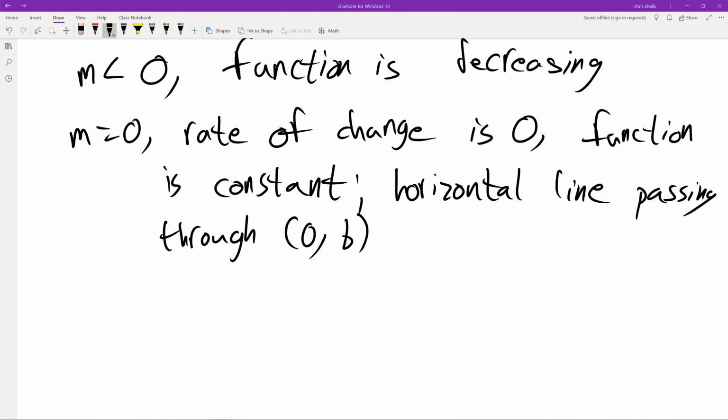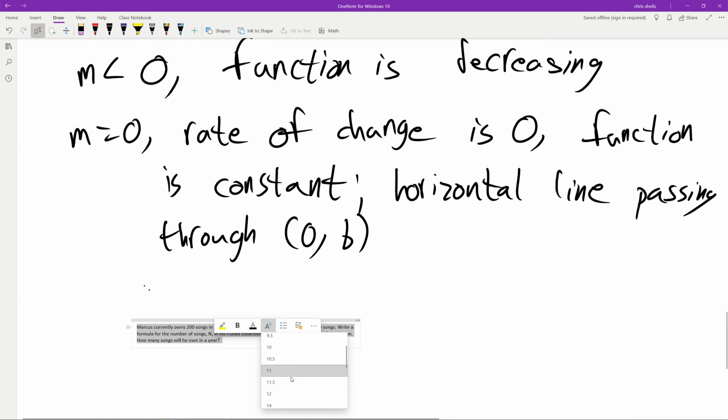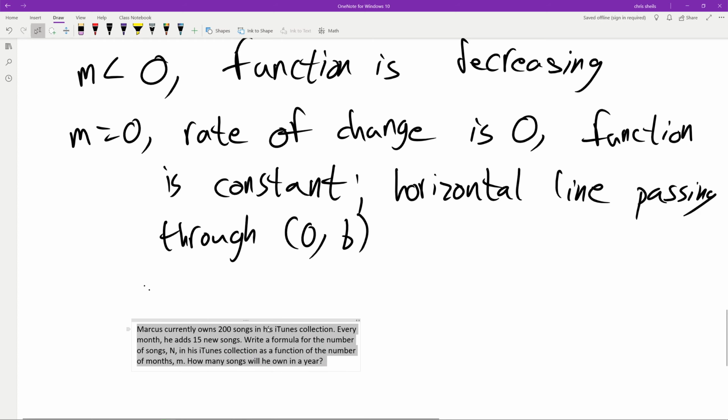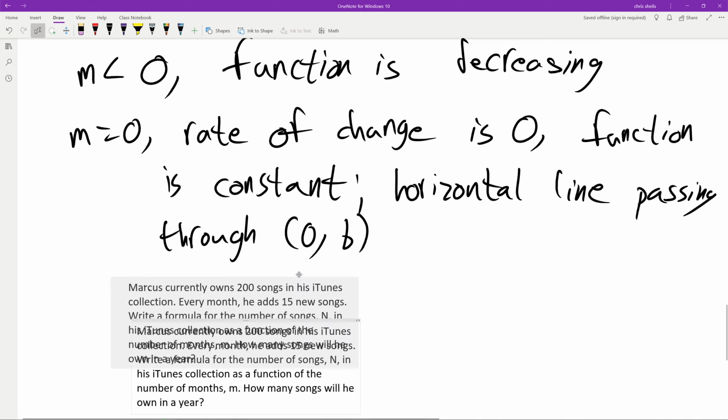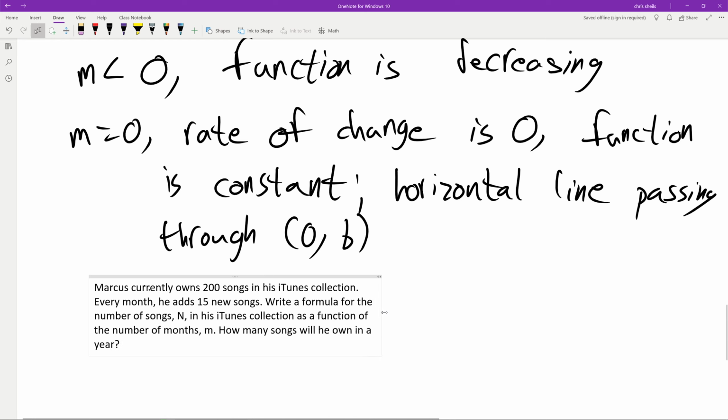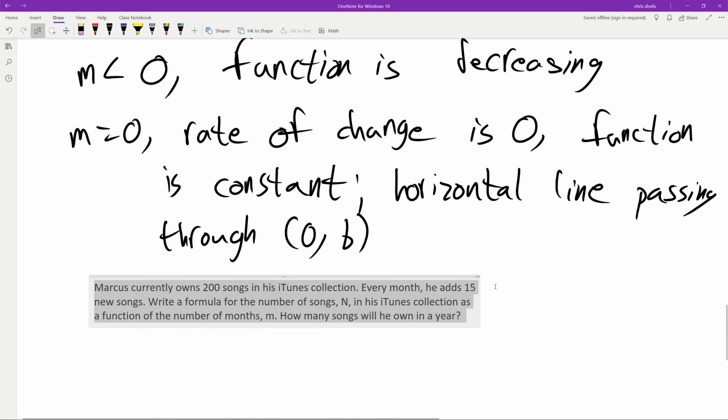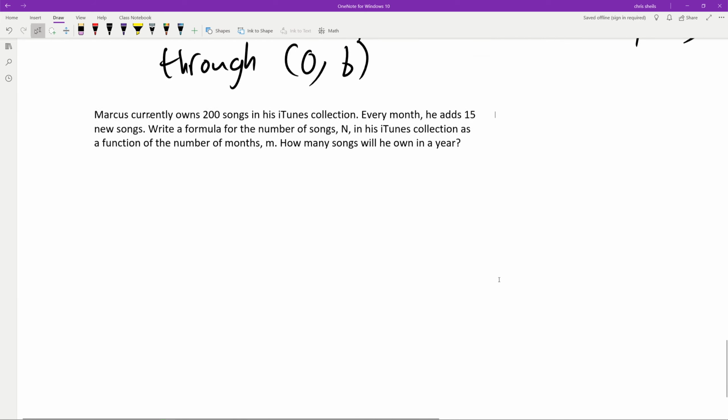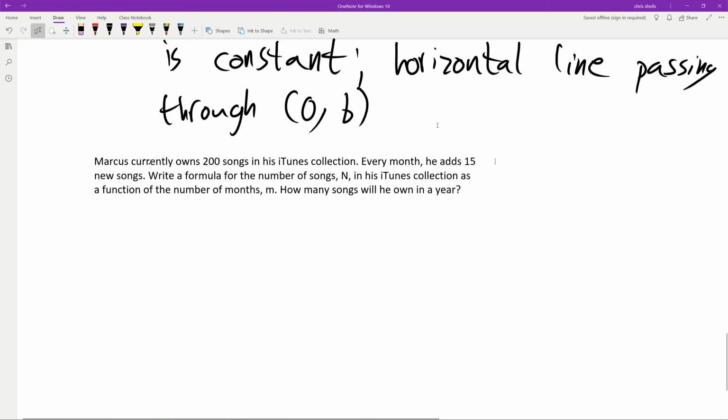Let's look at an example. This is a bit of an older example, just because not many people purchase music anymore. But you know, some people do purchase music. Some people like to still own it, which is totally cool.